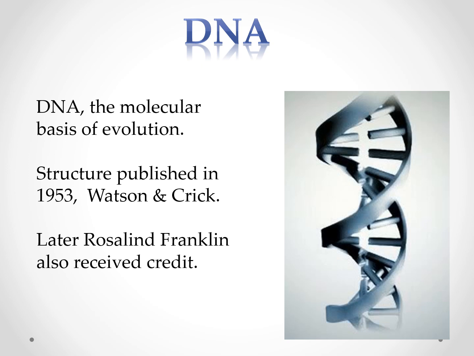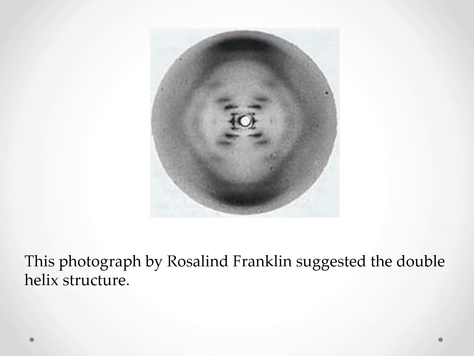And the structure of DNA was published in 1953 by Watson and Crick, but they were actually not the individuals who discovered it. It was actually discovered by a lab assistant of theirs named Rosalind Franklin, and because she was a woman, she really didn't get credit until much, much later in time. This is showing you the photograph that was originally taken by Rosalind Franklin, which suggests the double helix structure of DNA.